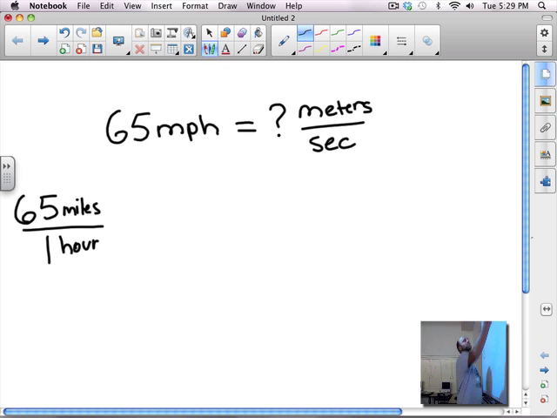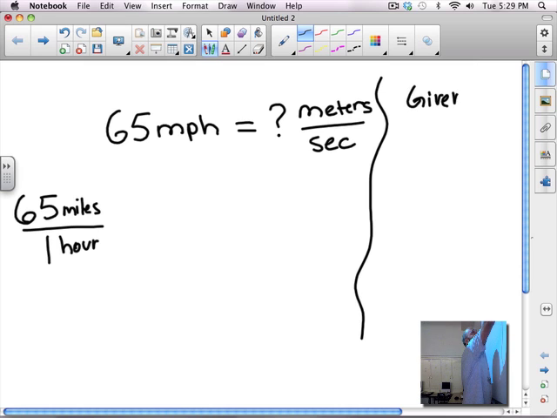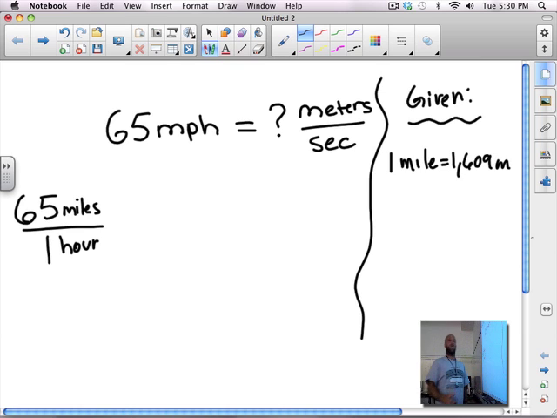Then you're going to need some conversion factors in order to solve this. This is information that would be given. Either you would know it, or you'd have to look it up. 1 mile is equal to 1,609 meters. And I don't expect you to memorize that stuff. Just know where you can find information like this.